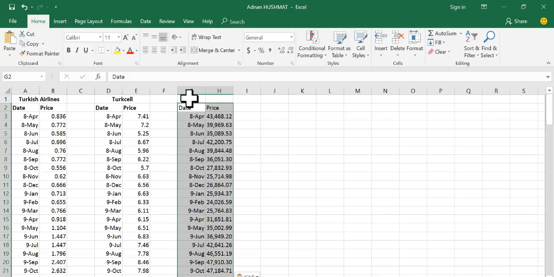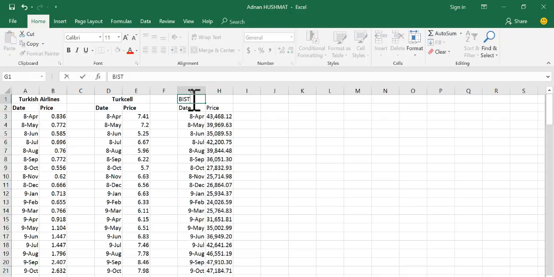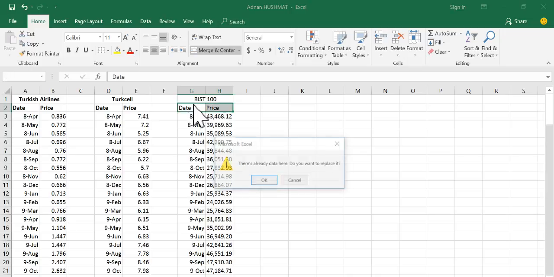So it is here. So now let's name it. So BIST 100, the market portfolio. So let's merge and center.